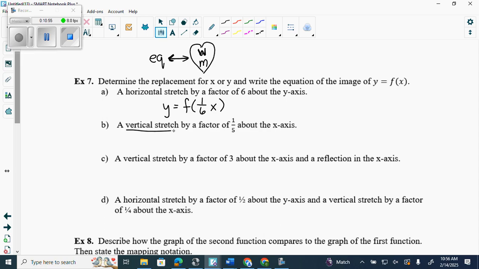Vertical. Do verticals ever flip? No. So it's 1/5, and it's going to be 1/5. Crazy, I know. So we're going to get y equals, not with the x, 1/5 f of x.